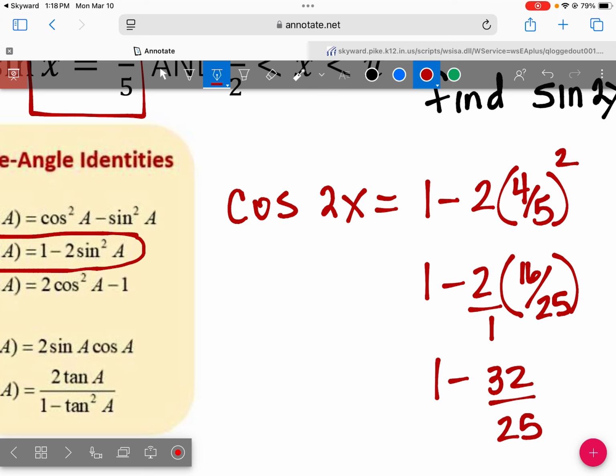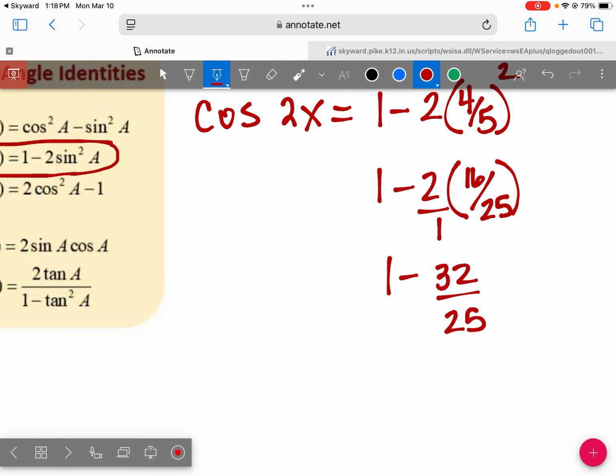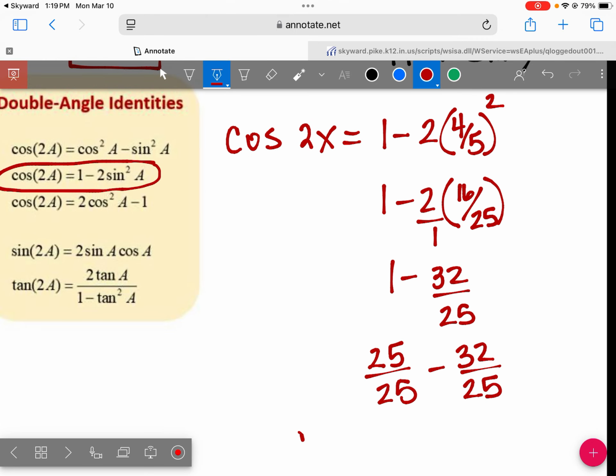Almost finished. What do you have to have in order to add or subtract fractions? So instead of writing this as 1, I'm going to write this as 25 over 25. Do you agree that 25 over 25 is the same as 1? So now we're ready to subtract 25 minus 32. And my final answer would be cosine 2x equals negative 7 over 25. And that is our resting place.